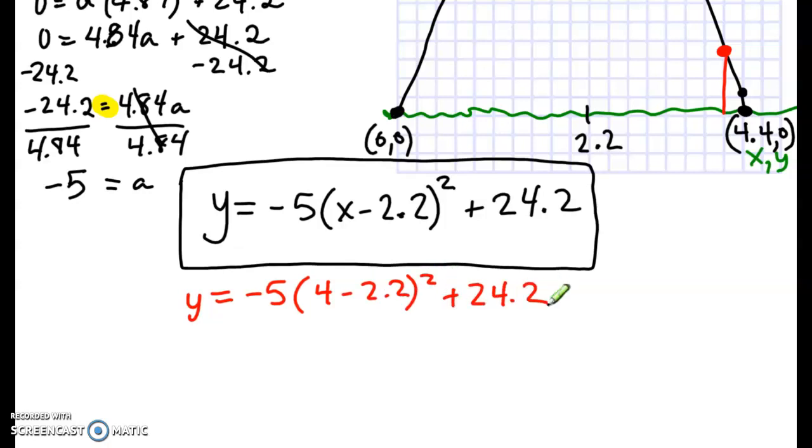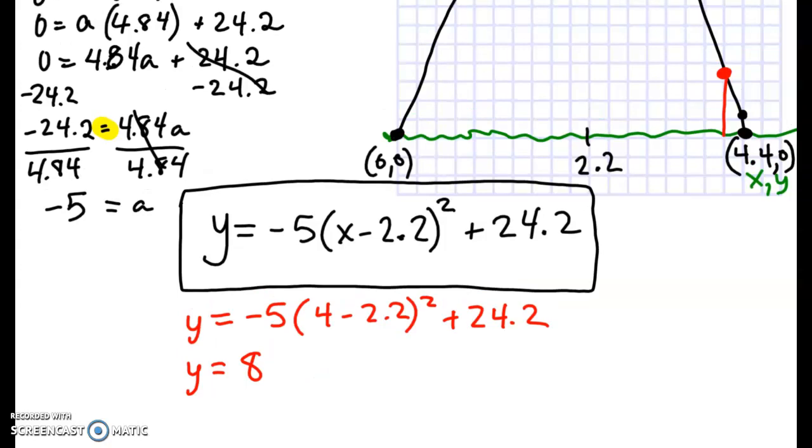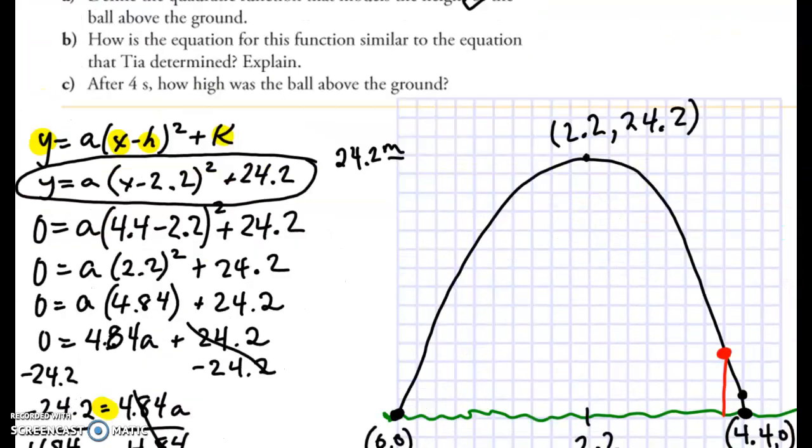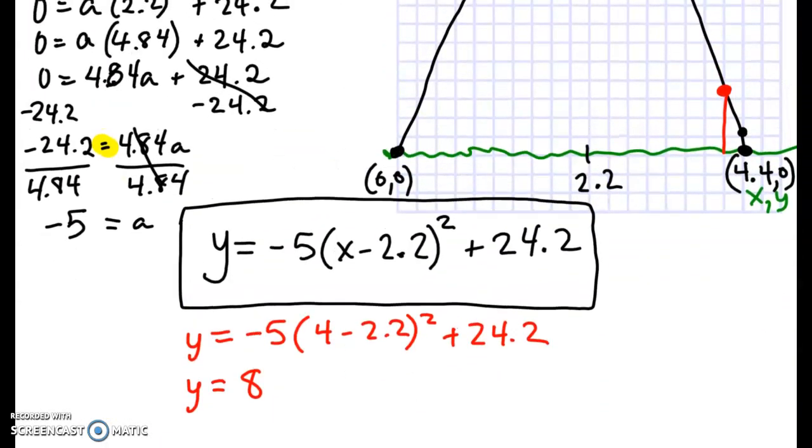Okay, use your calculator and figure that out. Pause it now if you haven't. And when you unpause, your calculator says 8, and was that meters or feet? Meters. 8 meters above the ground after exactly 4 seconds.